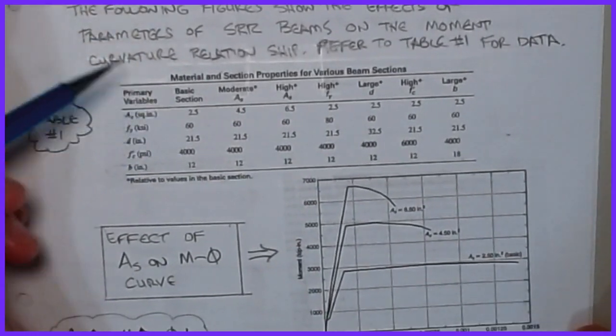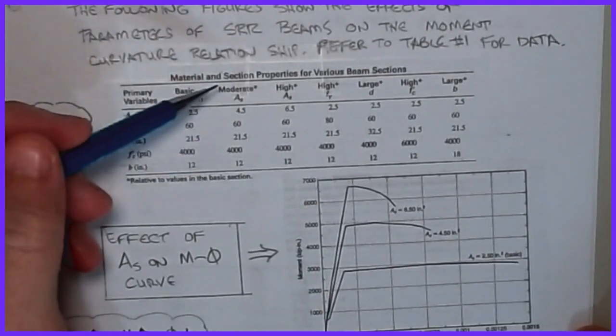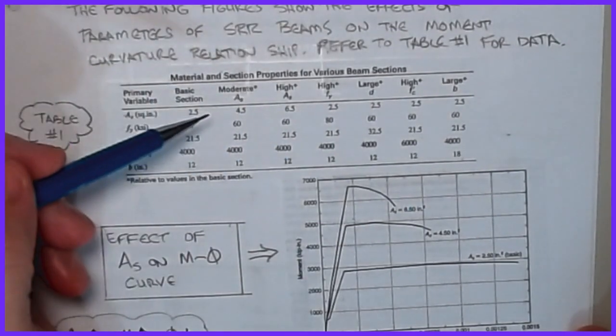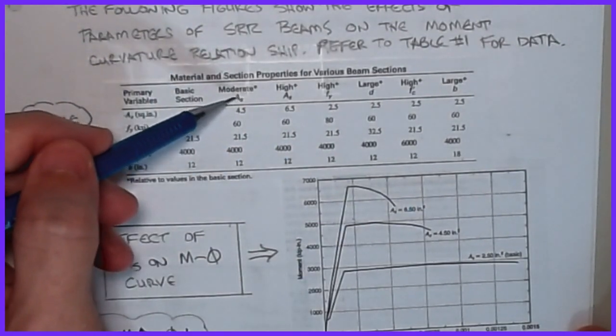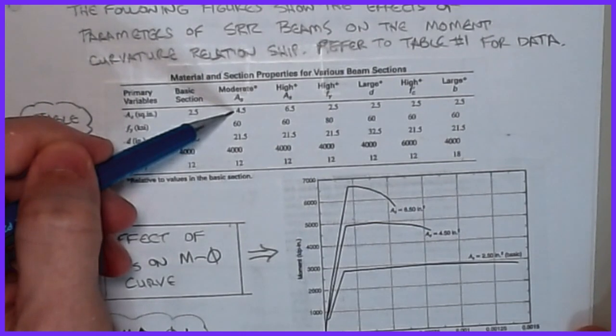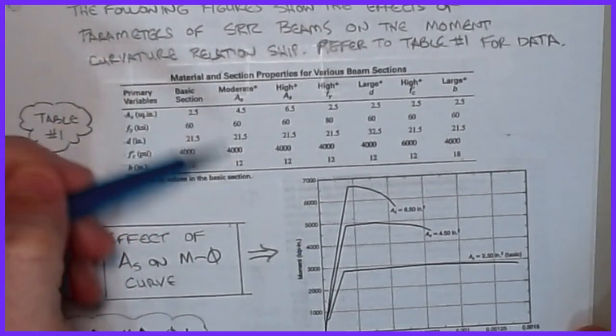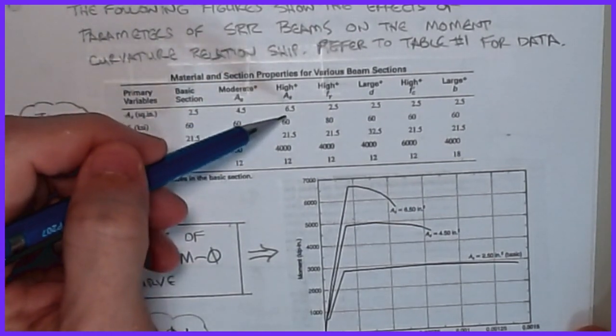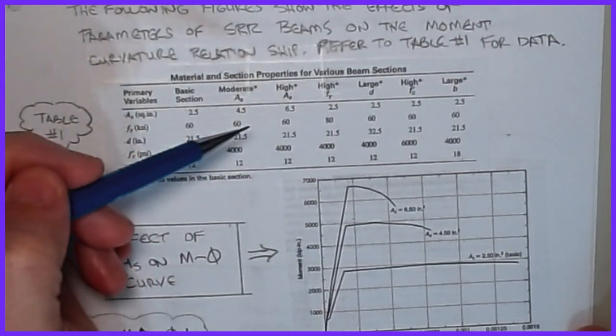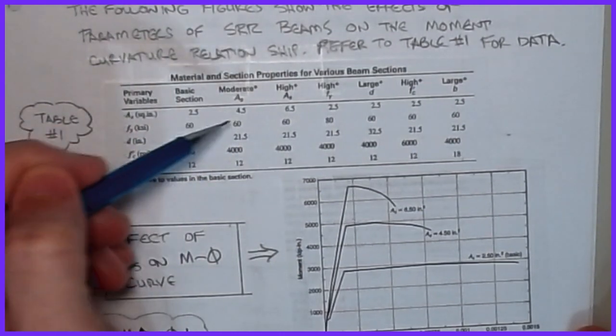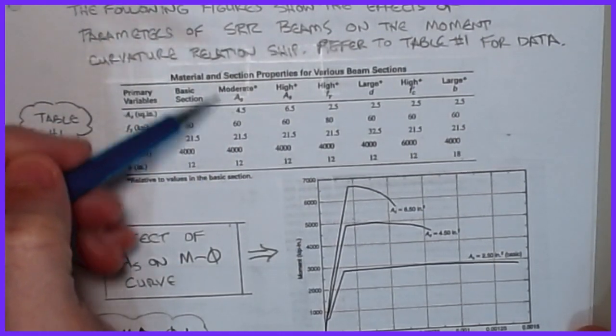Then we vary this a little bit, a kind of parametric study. I do one with a moderate AS in which I go to 4.5 inches of steel and everything's the same. I go to one with a high area of steel, 6.5, everything else the same. So all we're doing is changing the amount of steel and looking at what happens to curvature when I do that.